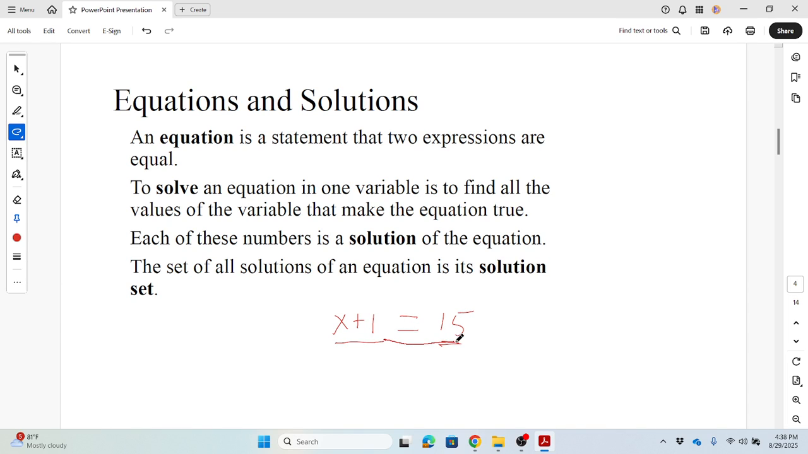Solving this type of equation means finding the value of x. So think about numbers. If you add 1 to that number, that gives you 15. So that is 14, because if you subtract 1 from both sides, x is supposed to be 14, because if you add 1 to 14, that is your 15.